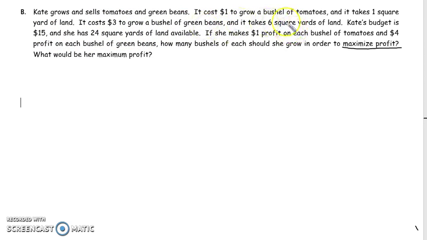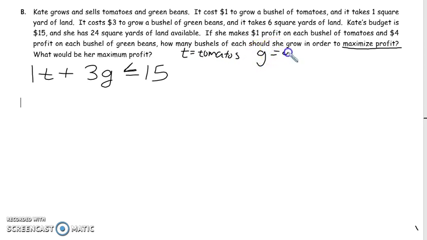So I'm going to do one equation that deals with all the dollars. Here's my dollar equation. $1 for a bushel of tomatoes plus $3 for a bushel of green beans. I'm going to use G for green beans. And then finally, that should equal the total amount of money, which she has 15 bucks. But she doesn't have to spend all of that. That's just what she has as a budget. So we have to stay at or below that budget. So I'm going to put less than or equal to. So there's my money equation, T being the number of tomato plants, and then G being the number of green beans.